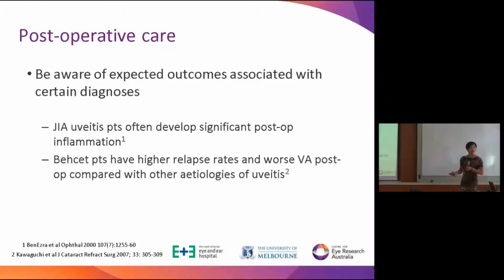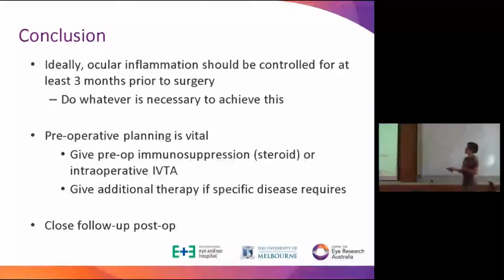So, just to conclude, almost just on time. Ideally, inflammation should be controlled at least 3 months prior to surgery. Do whatever you have to get them there, all right? Pre-op planning is vital, okay? If you've got a patient with chronic uveitis, consider systemic immunosuppression pre-op. Give additional therapy if the specific disease requires it. Beware the Behçet's patient, beware the JIA patient.